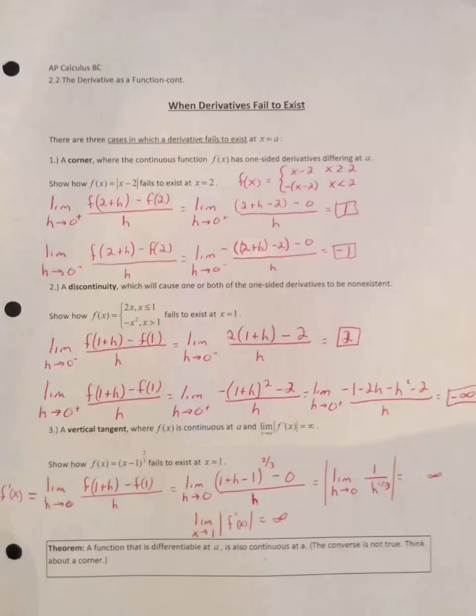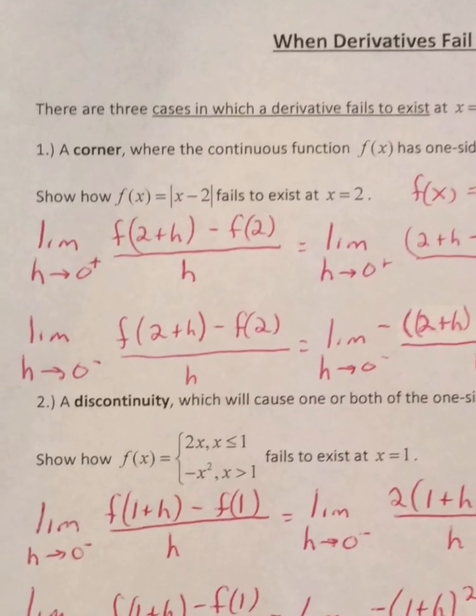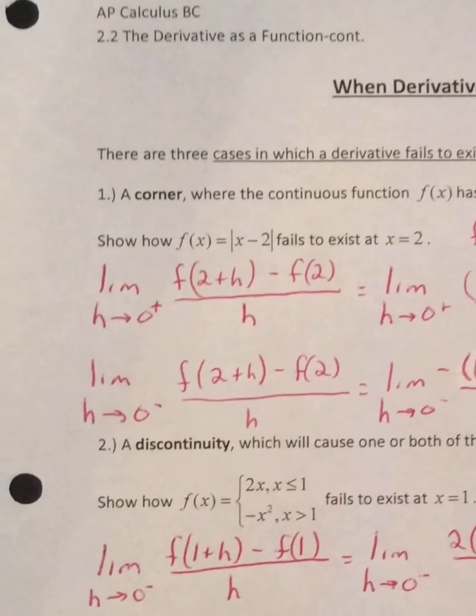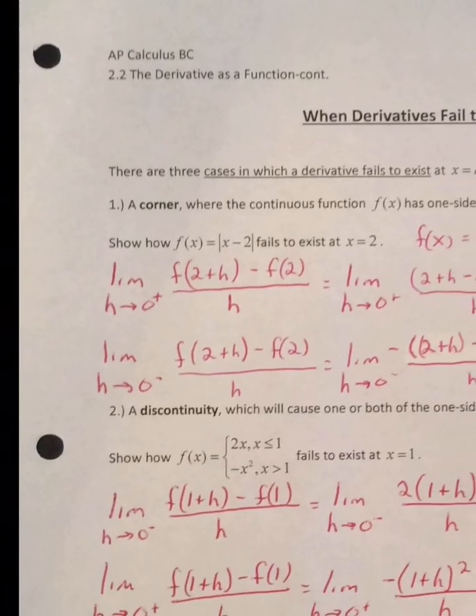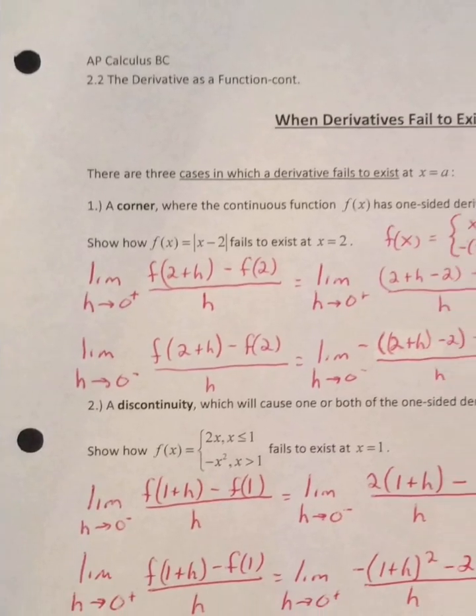Okay, so here we are looking at when derivatives fail to exist. I think at this point, based on the last video, you could probably negotiate these limits and decipher a little bit how they come to be. But if we were to look at this first instance where we have something called a corner, we use an absolute value function to show an example of this in practice.